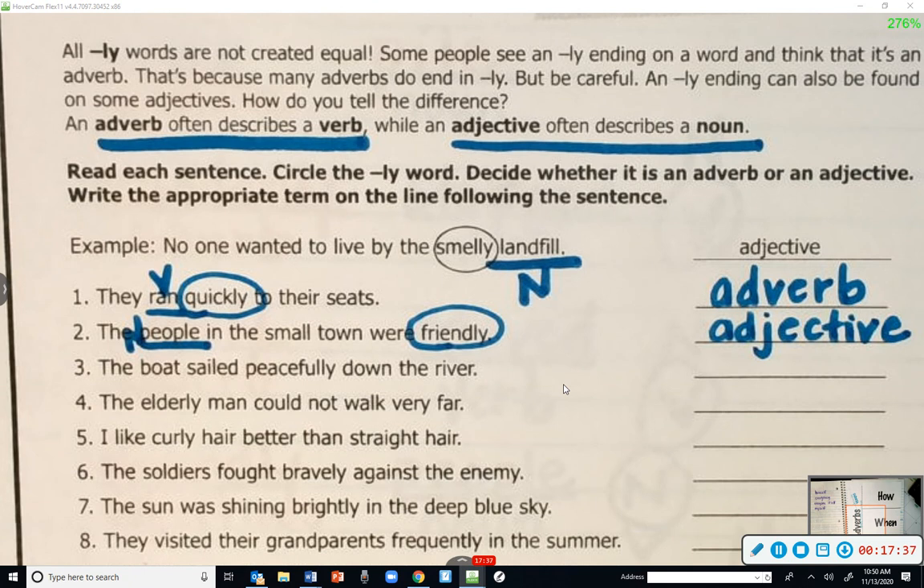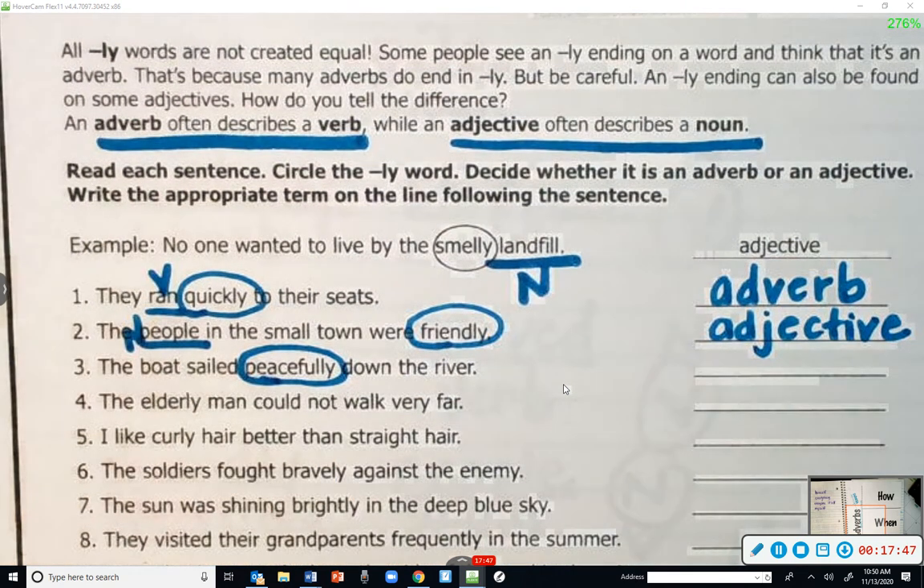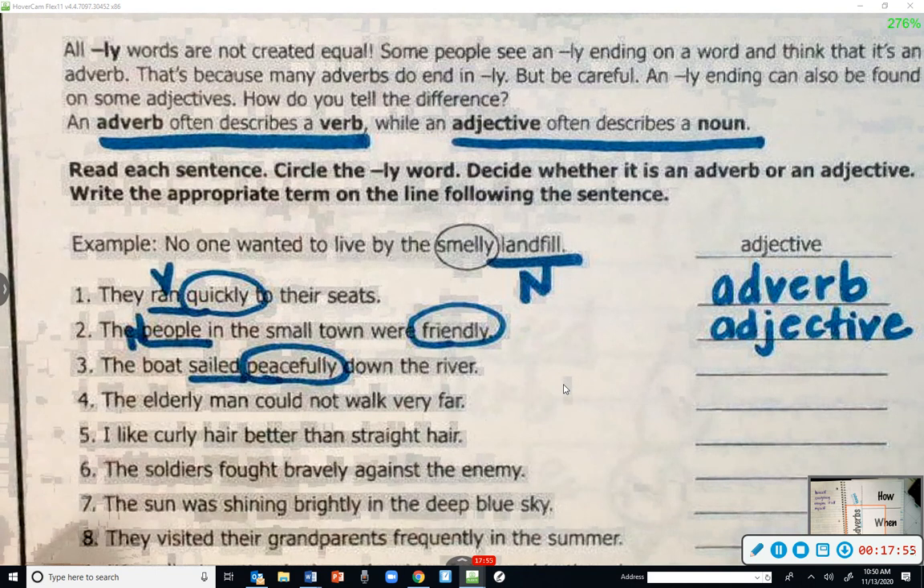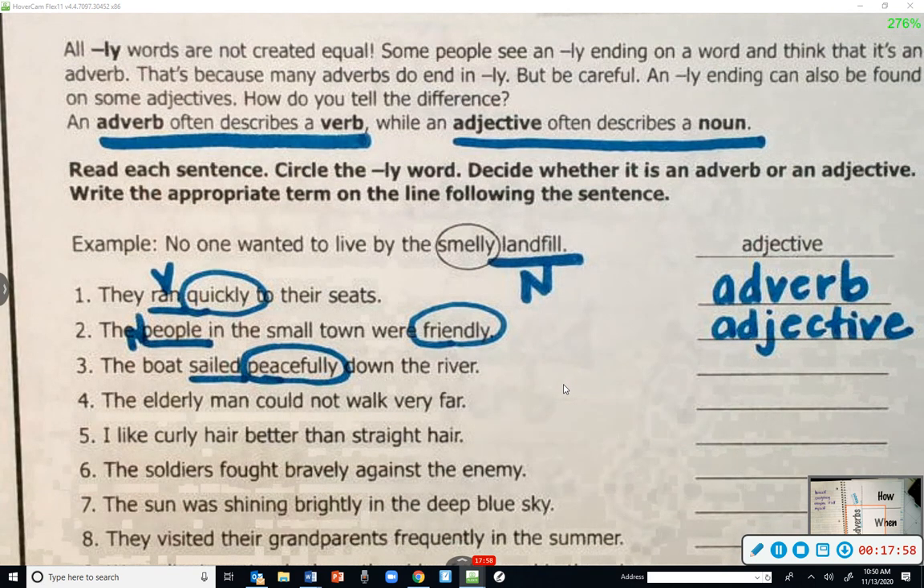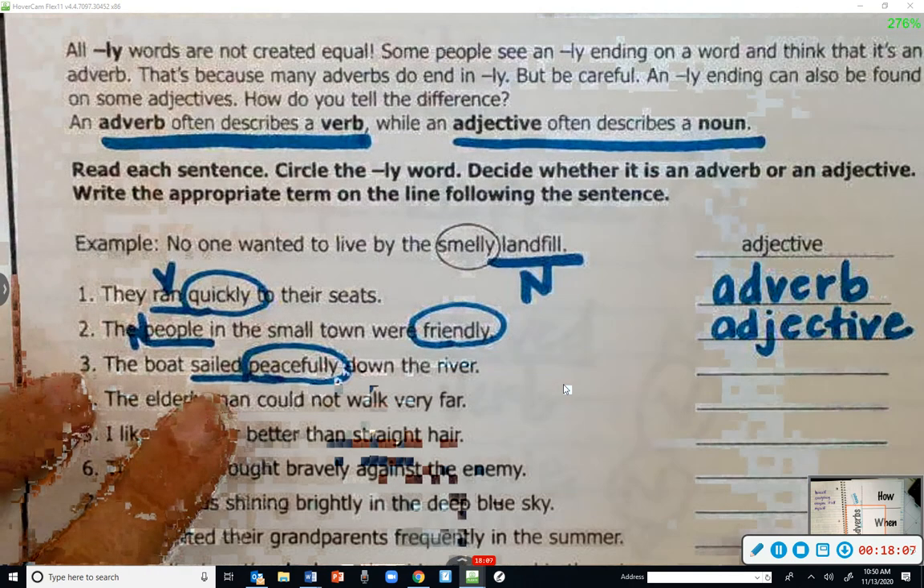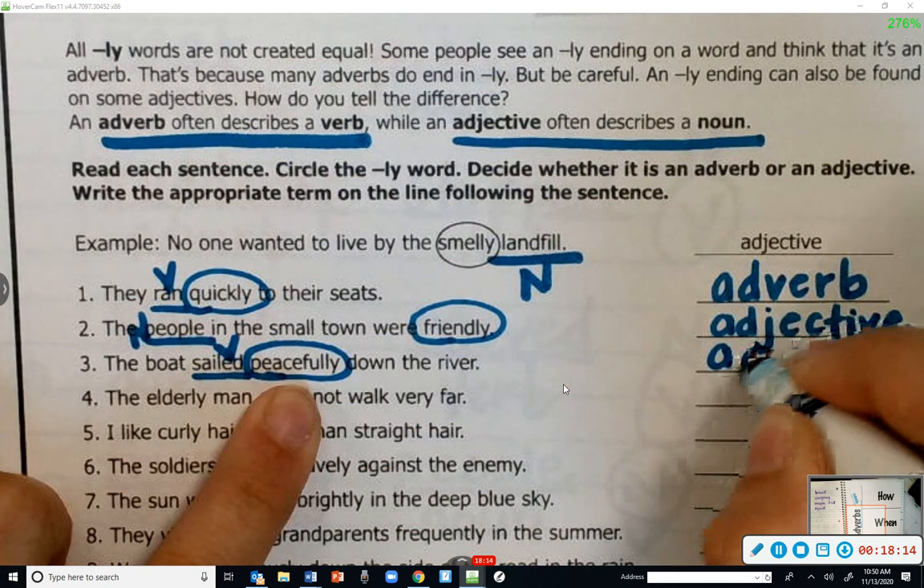The boat sailed peacefully down the river. Peacefully. And it's describing what? Not the boat. Sailed. Peacefully sailed. What is sailed? It's a verb. That's something you can do, right? Can you go sailing down a river? Yes. So sail is a... Adverb. Oh, peacefully is the adverb because sailed is the verb. So peacefully is an adverb. Very good.